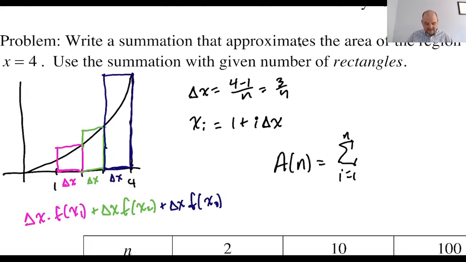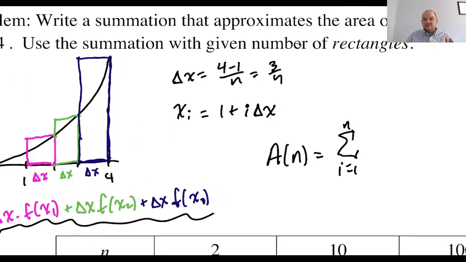We did 3 last time in the example, so I went from 1 to 3. I'm going to go from 1 to n in general. It's just base times height, right? It's not pi r squared, and we're not rotating anything. We're just making a rectangle.